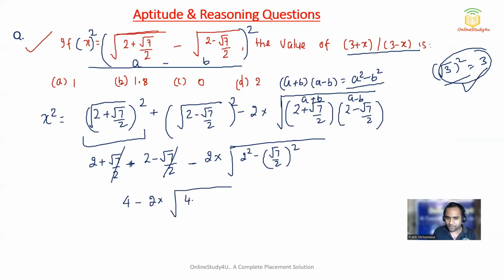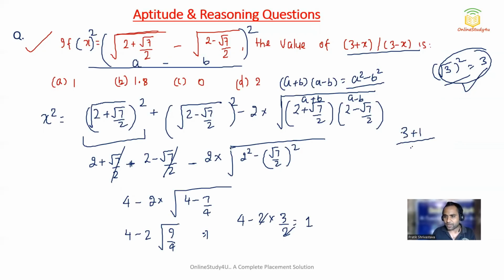4 minus 2 into, now this will become 4 minus a square root of 7 square will be 7, 2 square will be 4. So again 4 minus 2 into 16 minus 7, 9 by 4. So 4 minus 2 into 3 by 2. So 2 and 2 cancel, 4 minus 3 will become 1. So 3 plus 1, x is 1. So 3 plus 1 and 3 minus 1. So 4 by 2 will become equal to 2. So option D will be the correct answer for the given question.